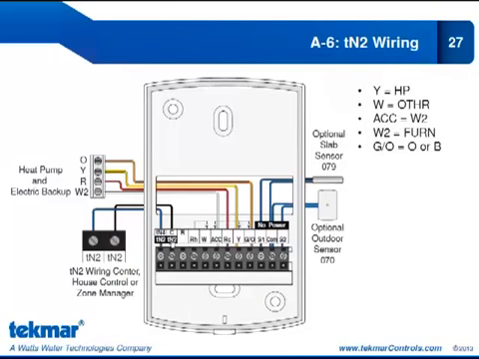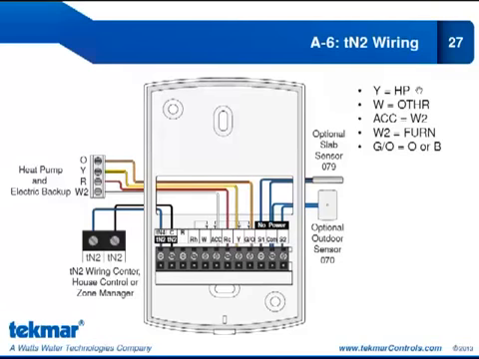The first stage of heat is communicated through the TN2 connection. We have the R coming from the air handler. That's connected to the ACC relay, which will operate the electric backup. Our Y for the heat pump operation and the O for the reversing valve.